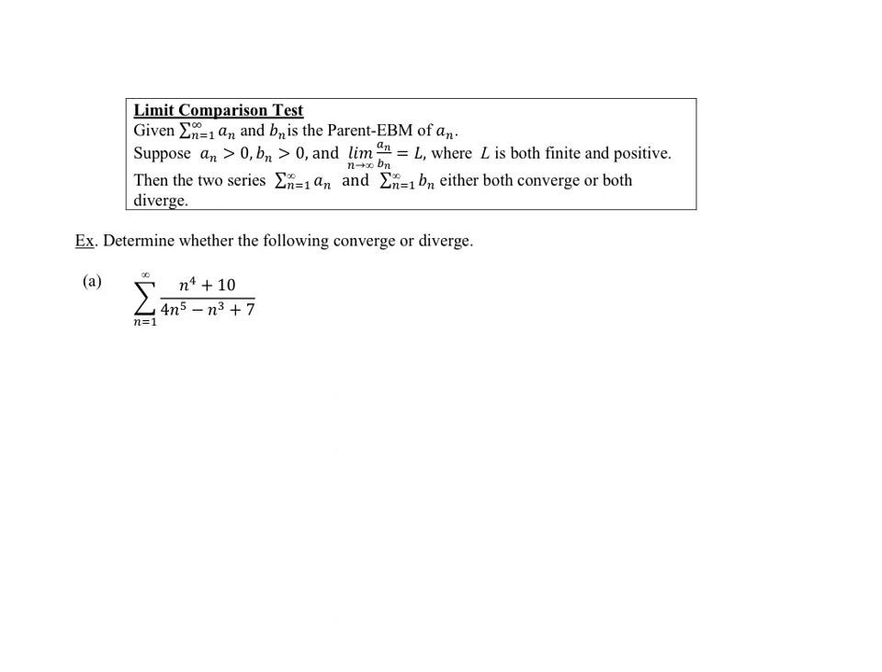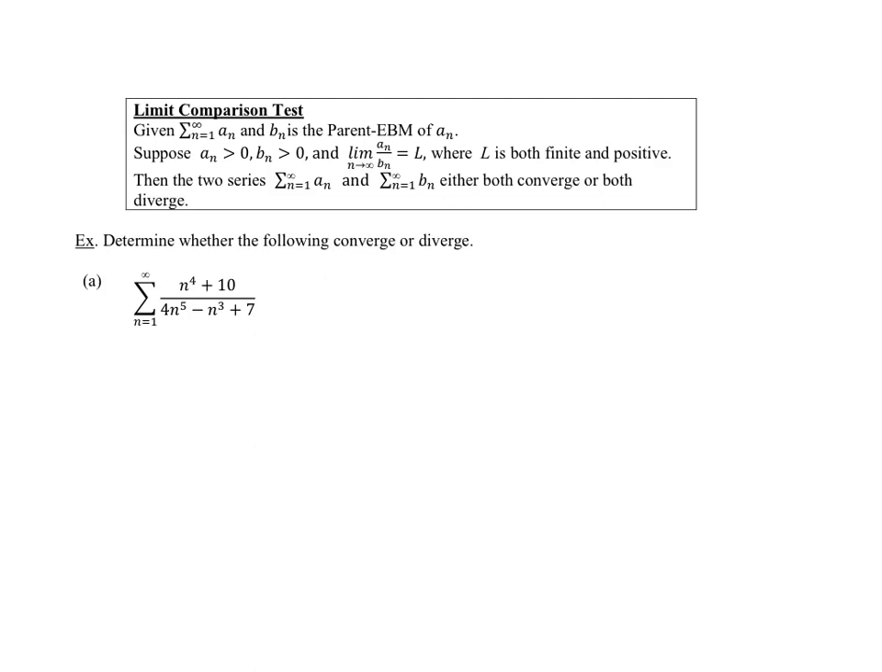So, given that the sum from 1 to infinity of a sub n and b sub n is the parent series of a sub n, the same as before: if a sub n and b sub n are both positive, and the limit of the ratio of the two is L, some value that exists, that has to be finite and positive specifically. So not infinity, not a DNE, and not negative numbers. Then the two series will either both converge or both diverge.